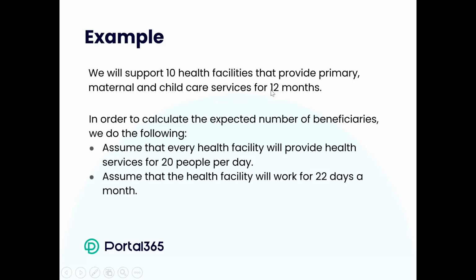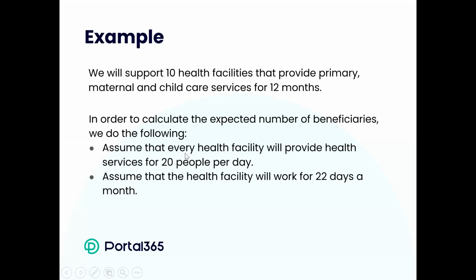So the duration of the project that we are now writing will be 12 months, and we will target 10 health facilities. In order to calculate the expected number of beneficiaries, we will do the following. We will assume that each health facility, each one of these 10, will provide health services for 20 people every day. And we will assume also that every health facility will work at least 22 days every month. So we will have 22 days every month, and we will have 20 people each day in the same health facility.